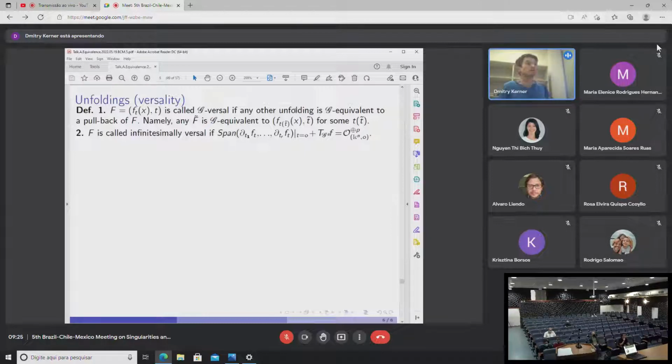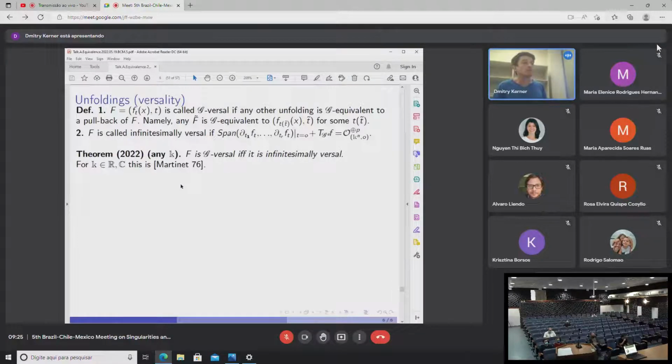So the first version is the local version, the second is the infinitesimal version, and then the question is about the relation of the local and infinitesimal. An unfolding is versal if and only if it is infinitesimally versal, and this holds in any case. There's no restriction. For real and complex numbers, this is very classically known: Martinet from '76.